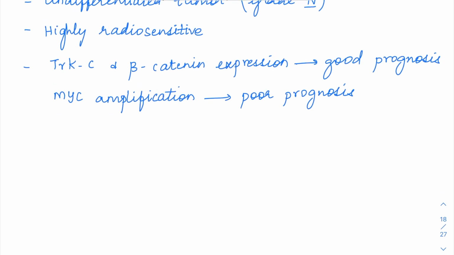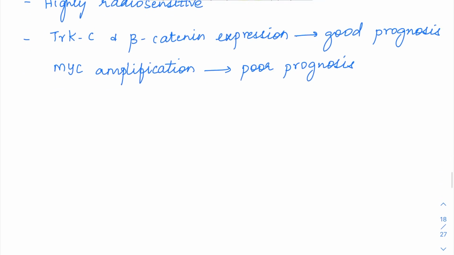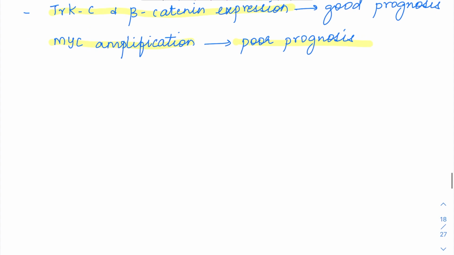It is also highly radiosensitive, and based upon the expression of certain proteins, the prognosis of medulloblastoma will depend. So TrkC expression and beta-catenin expression are going to have a good prognosis, while MYC amplification, as I told, anywhere, is associated with poor prognosis. Where did we discuss this? L-MYC amplification in small cell carcinoma of the lung, right? So anywhere MYC amplification is going to be kind of bad.